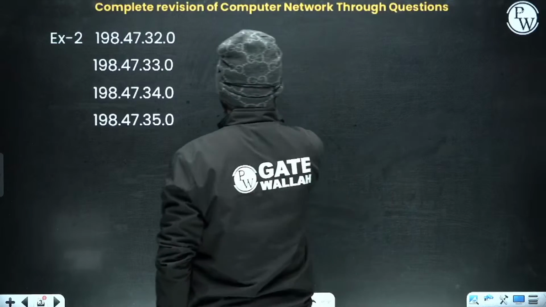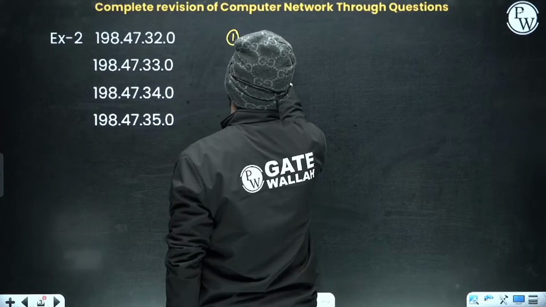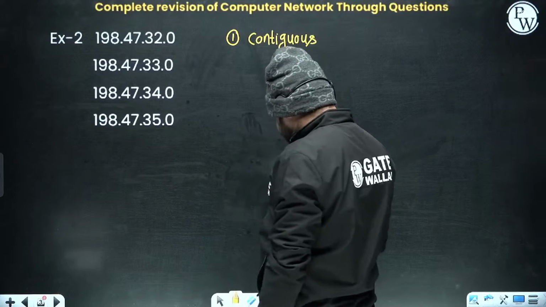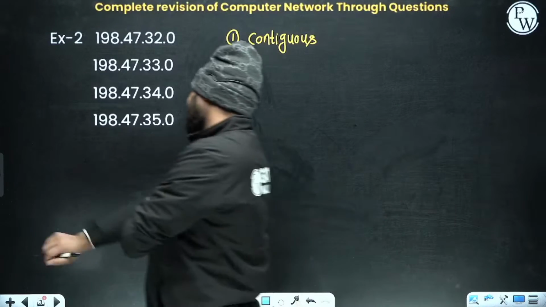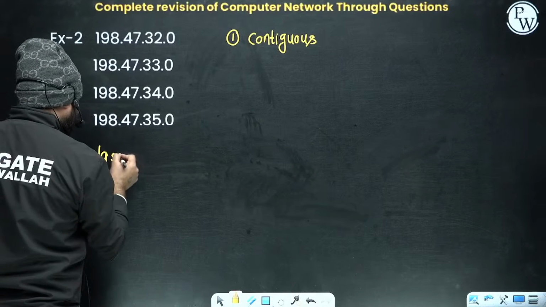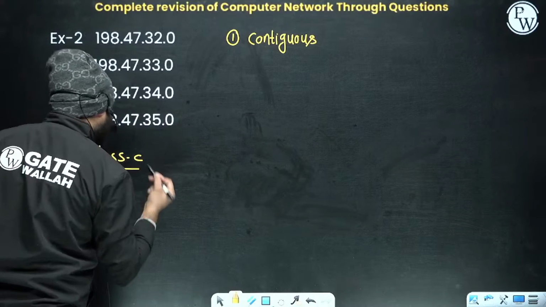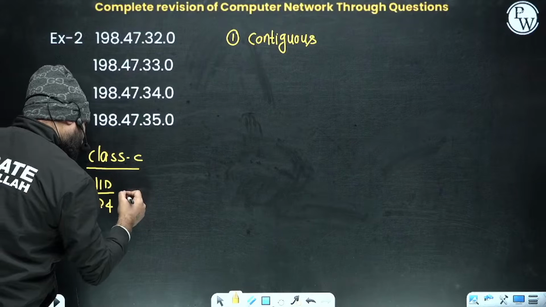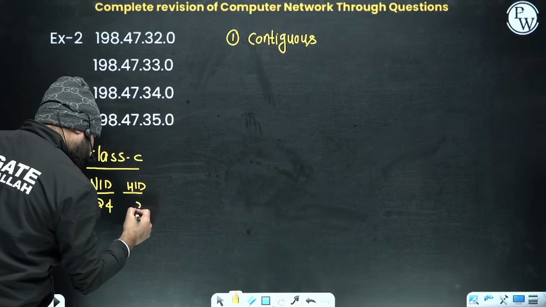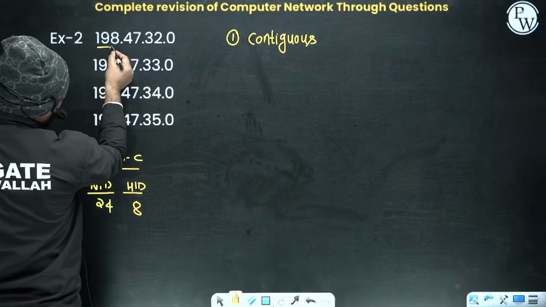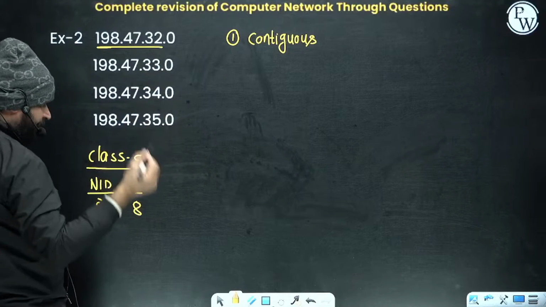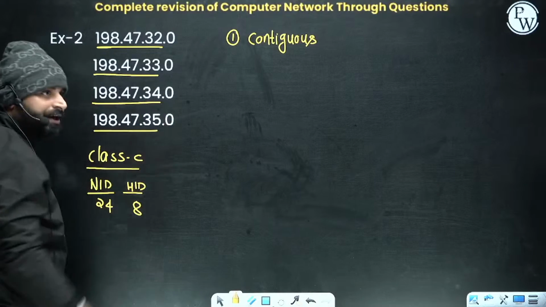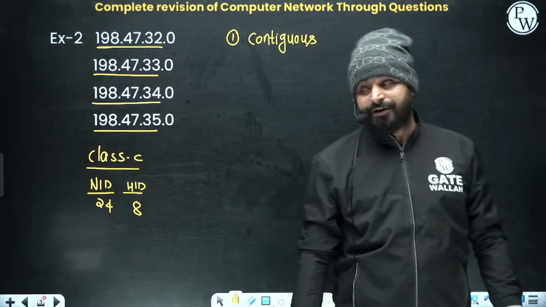First rule: what is first? Contiguous. Tell me whether it is true or not. It is class C. Yes, sir, class C. Network ID how many bits? 24 bits. Host ID how many bits? 8 bits. We have to focus on the third octet: 32, 33, 34, 35. It is contiguous.